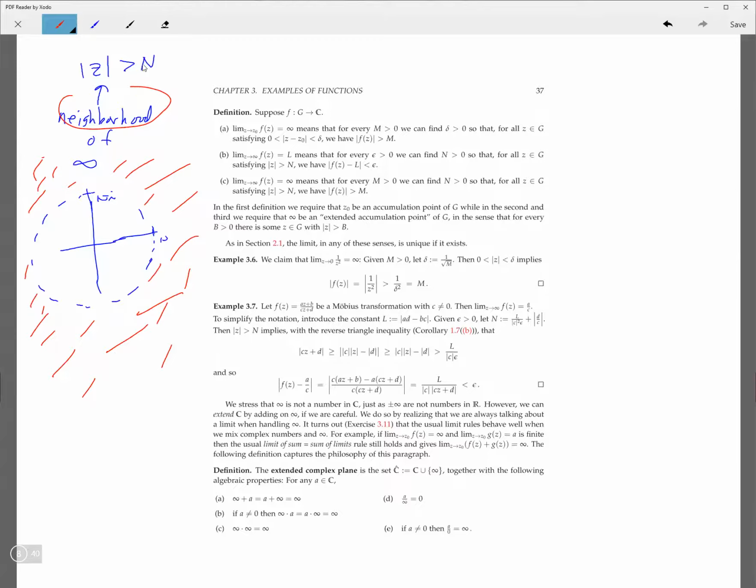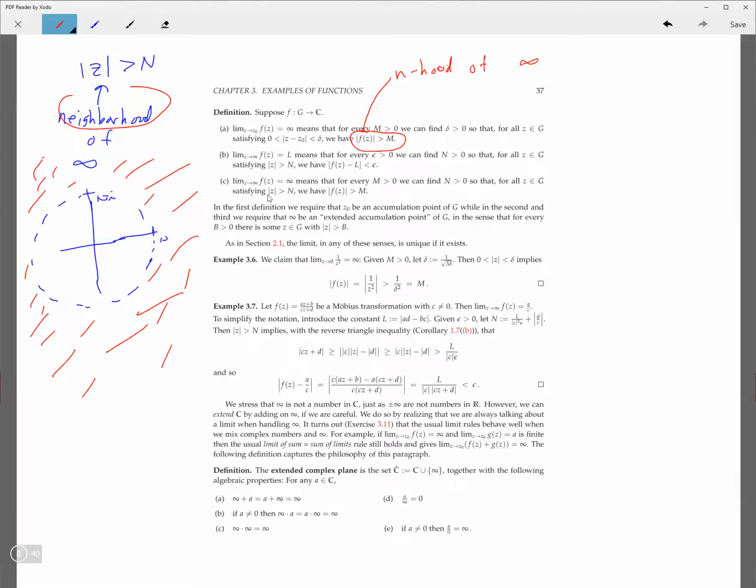And so you can make what you might consider a smaller neighborhood, although probably it's going to be the same size, by making this N larger. Okay? And then something like this is also another neighborhood. You're just using an M instead of an N, right? Although in this context, this is more like a condition on the z, okay? This is also another neighborhood of infinity.